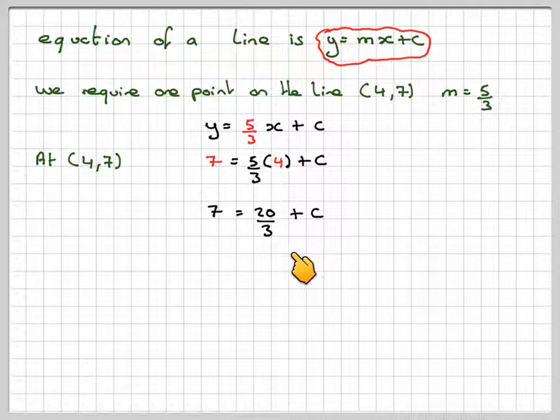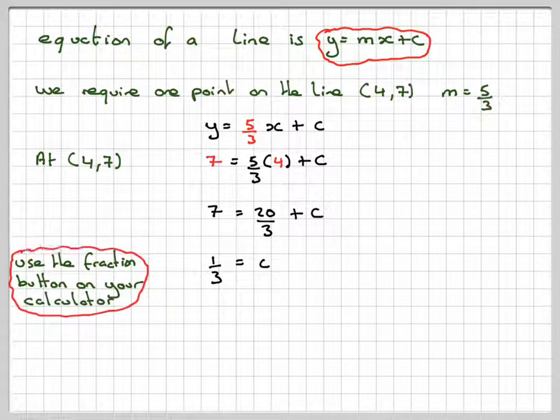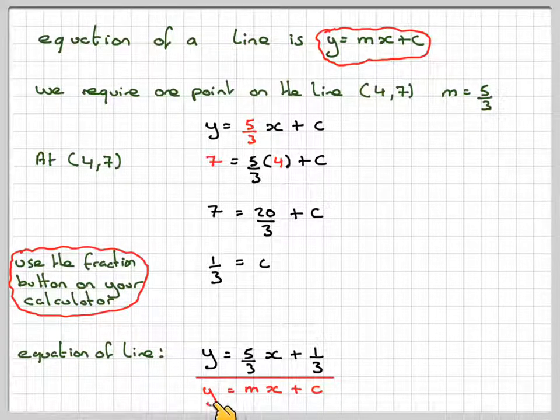Now, c will be 7 minus 20 over 3, so I would suggest you try to use your fraction button on your calculator in an exam. So 7 minus 20 over 3, using the fraction button, will give you 1/3, and therefore the equation of my line is going to be y is equal to 5 over 3 x plus 1/3. Therefore it's now in the correct format as required by the question.